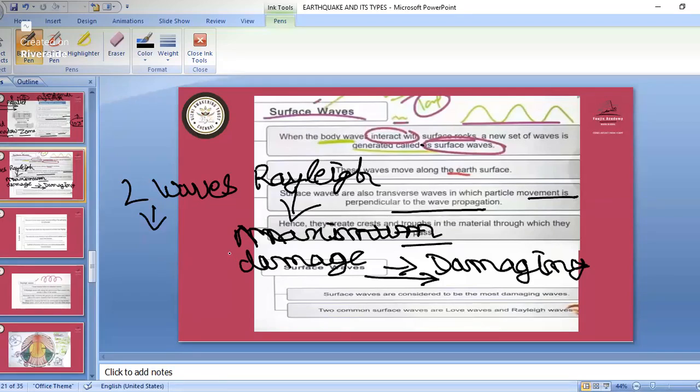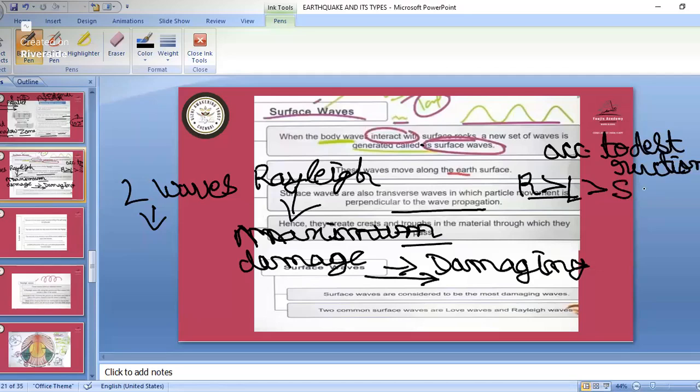Now, by this point, can we arrange these waves according to destruction in decreasing order? Maximum destruction is by the Rayleigh wave, the R wave. Then after this, the L wave, then the S wave, and the lowest is the P wave. So remember this order in decreasing order: maximum destruction is by the R wave.